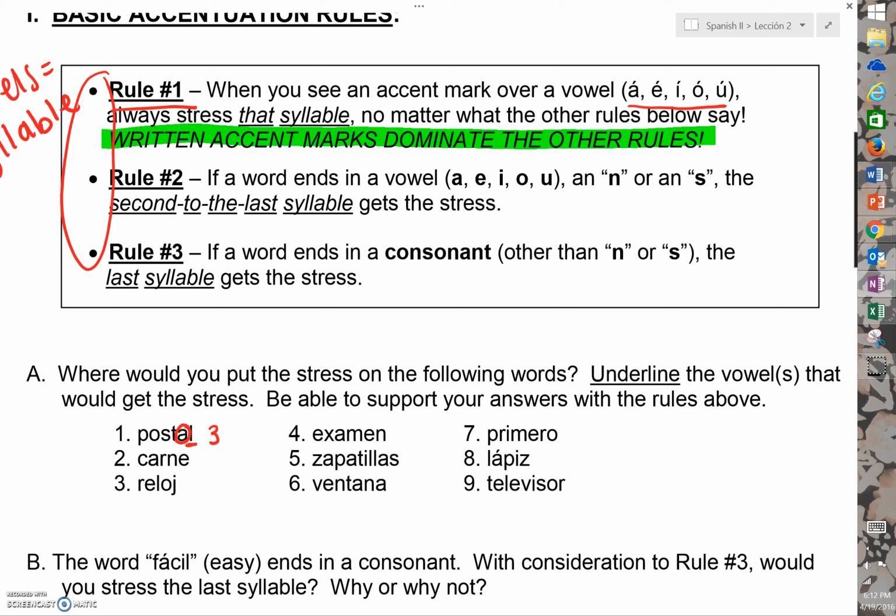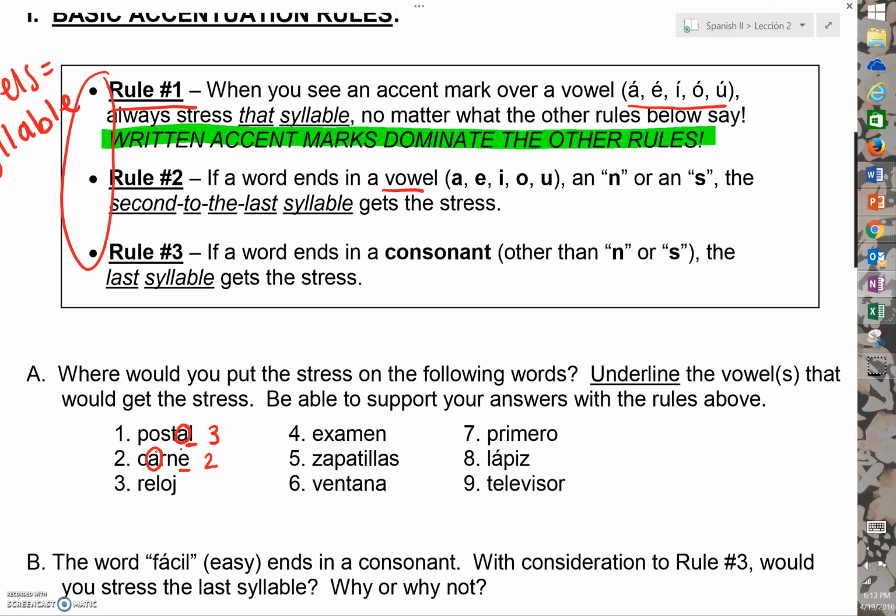Number 2, carne. Carne ends in a vowel. According to rule number 2, if a word ends in a vowel, N or S, the second to the last syllable gets the stress. So we have this E as our last syllable, which makes this A our second to the last syllable. So for carne, the A receives the stress or emphasis.